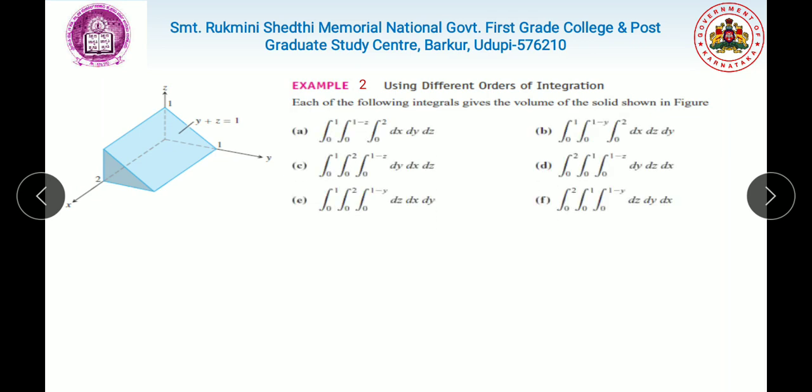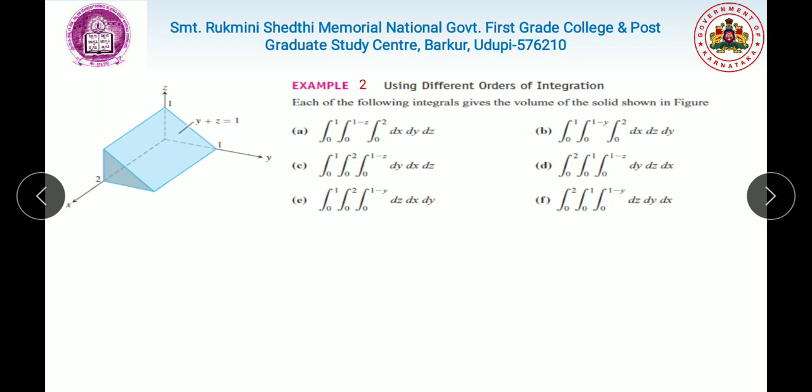Let us take another example. So here is a figure. You are asked to find the volume of this domain D. So you can have different ways of finding the volume of this solid. Each of the following integrals gives the volume of the solid shown in the figure. The only difference in these integrals is the order of integration of the variables.